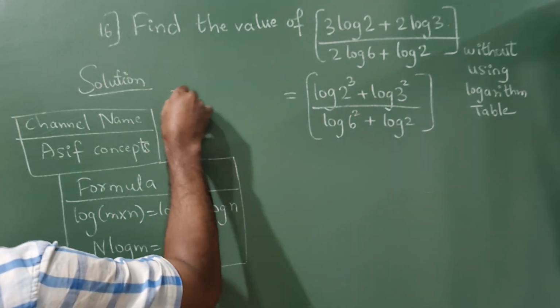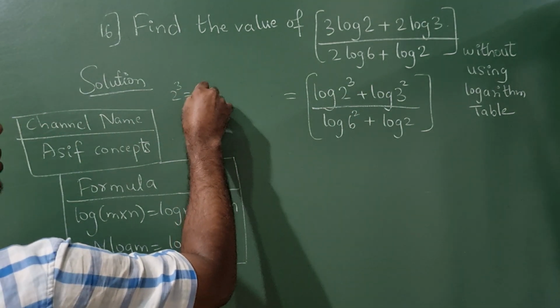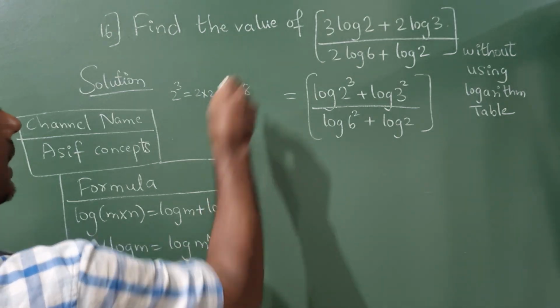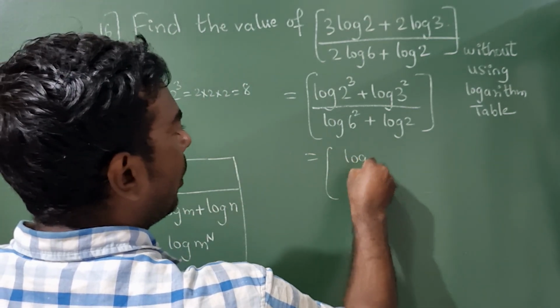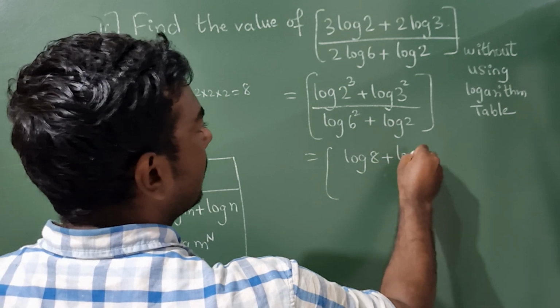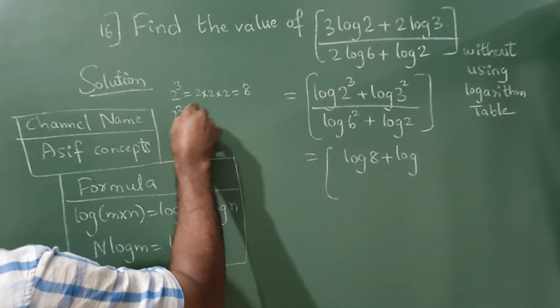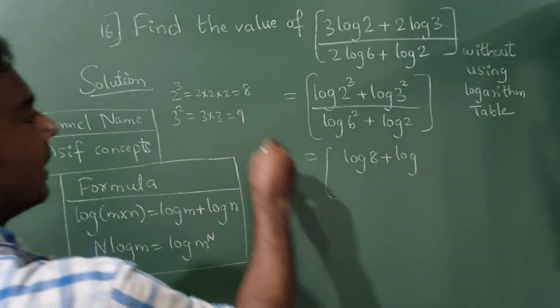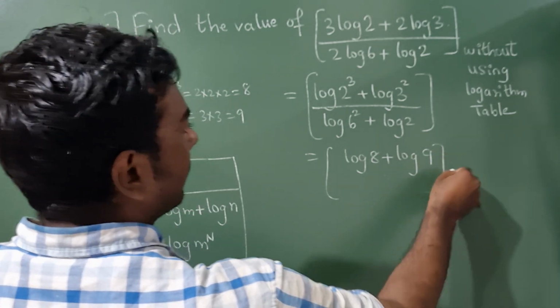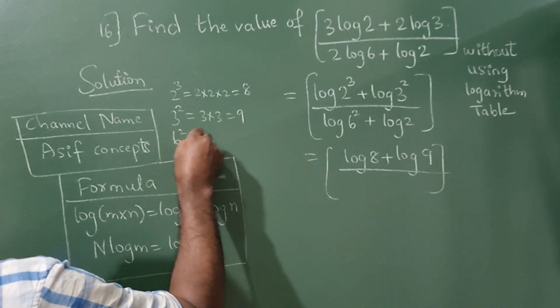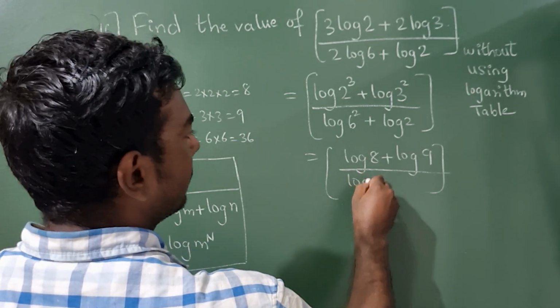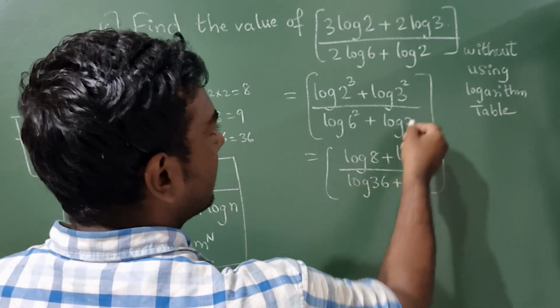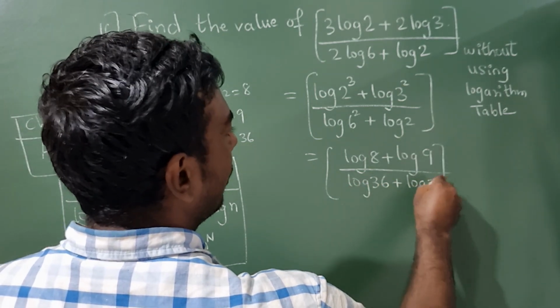Now, what is 2 cube? It is 2 into 2 into 2, which is 8. So let me write here log 8 plus log 3 square is 9. In the denominator, 6 square is 36, plus there is nothing here, so write log 2.